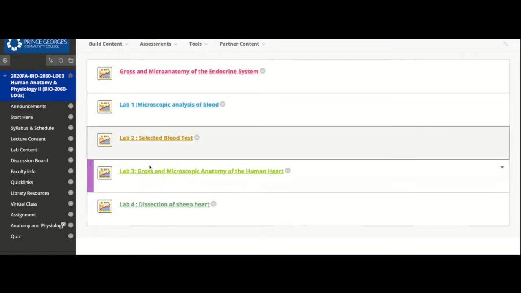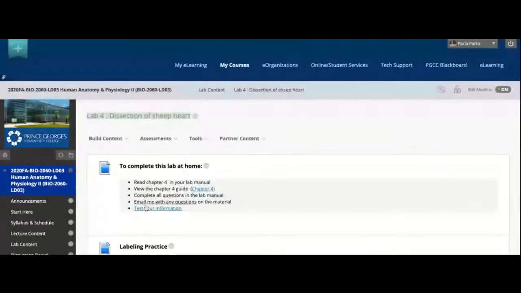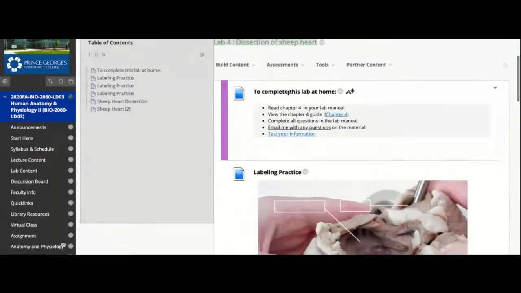And in each of these modules, like the last one, you need to read chapter 4 in your lab manual. View the chapter 4 guide. Here I posted a guide for you. This guide can help you a lot. Then complete the question you have on your lab manual. Email me with your question. And here, this blue part tests your information. When you click on it, it takes you.